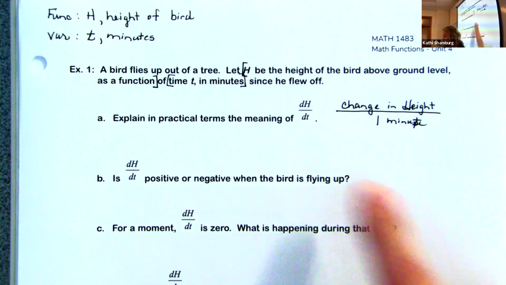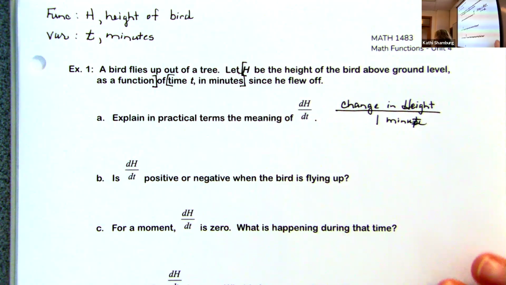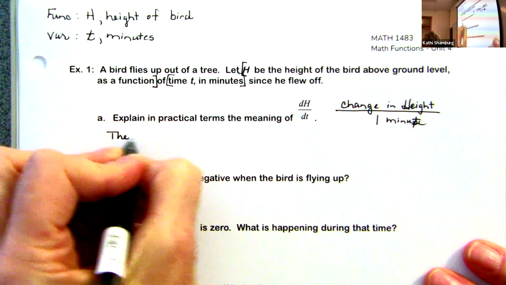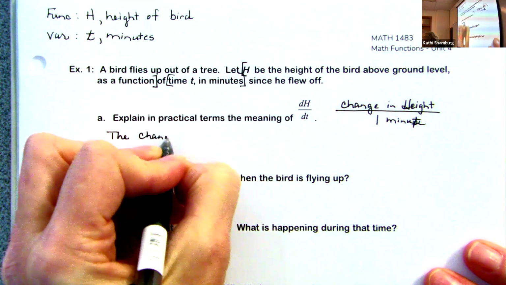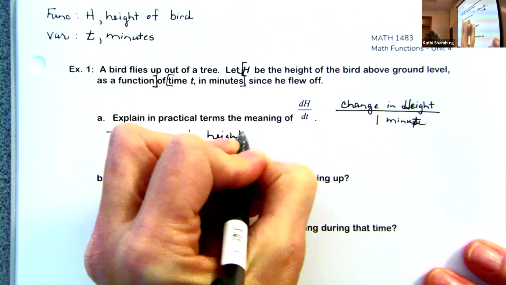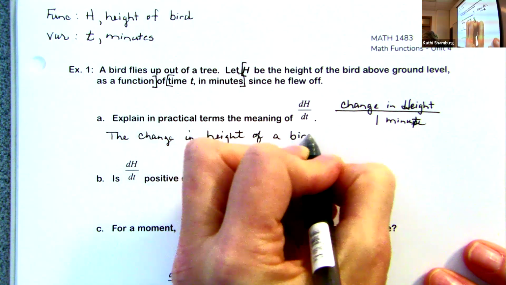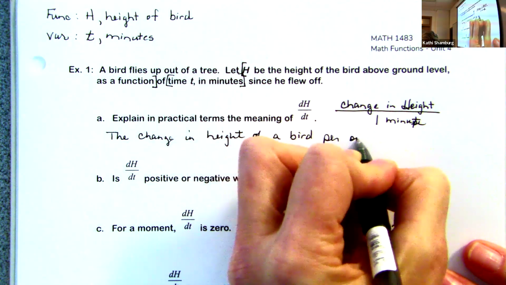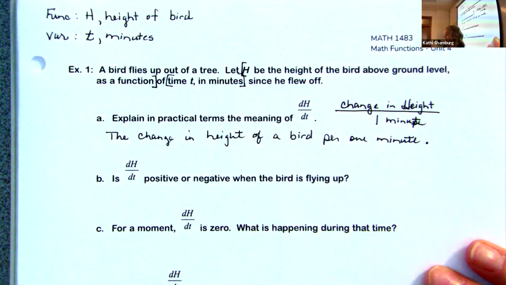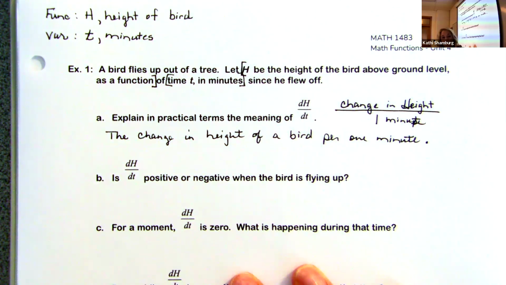Okay, so if I think of that, then all I have to do is rewrite this in sentence form if it says to explain. So I would say the change in height of a bird, I'm gonna let them know we're talking about a bird, per 1 minute. That's all it's asking for there.